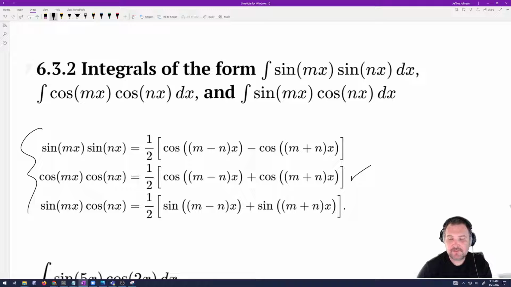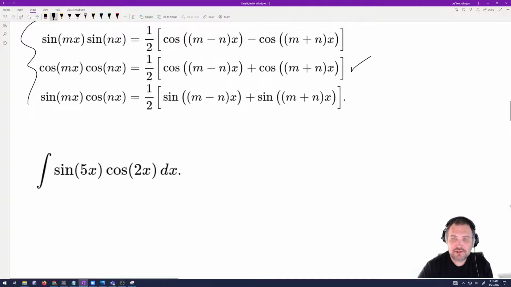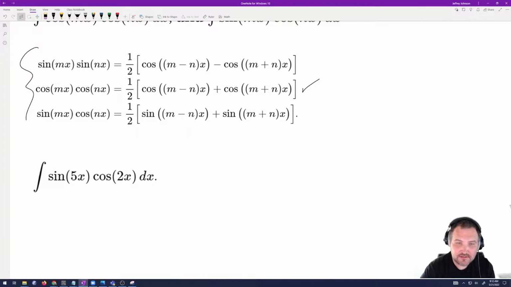Because the antiderivative of cosine is sine, but then you divide by that factor in front because that's what you would have from the chain rule. Okay, so those are relatively easy to do. So how would you set up something like this? You would have the integral, well, we have a sine of 5x times a cosine of 2x. So it's a sine cosine situation, so that puts you in this category.